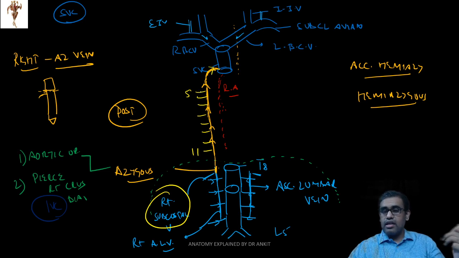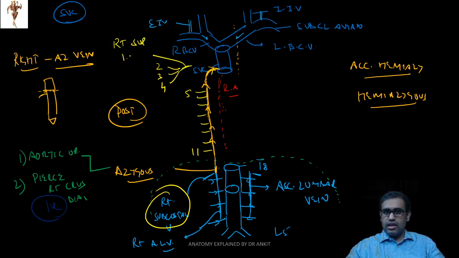Now what about the upper posterior intercostal veins? The right second, third and fourth posterior intercostal veins form a vein which is known as the right superior intercostal vein. And this is also going to drain directly into the azygous vein. So these right sided second, third, fourth posterior intercostal veins also ultimately drain to the azygous, but slightly indirectly. And then they ultimately go into the SVC. This is the right side picture.